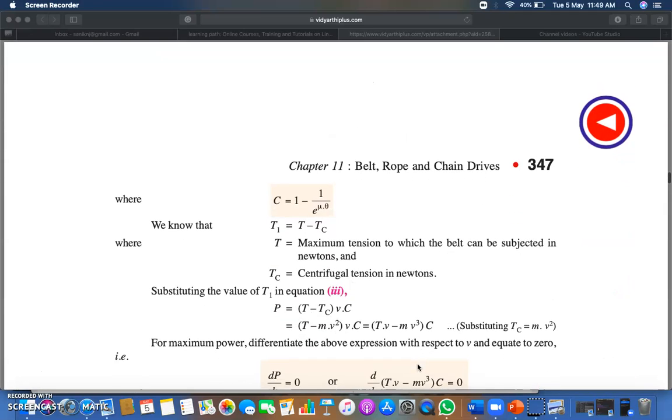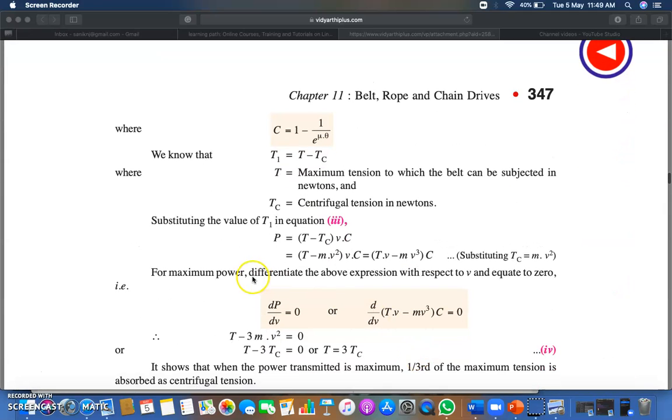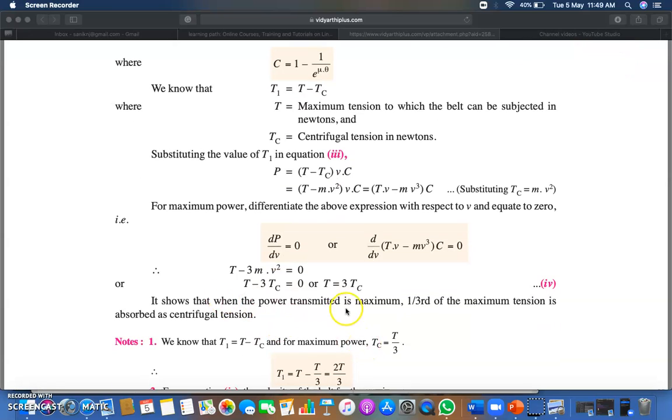Now if you differentiate this dP with respect to V, then you get that T is equal to 3Tc. It shows that when the power transmitted is maximum, 1/3 of the maximum tension is absorbed by the centrifugal tension, which means your whole tension T is equal to 3 times Tc. If this expression is satisfied, then you are going to transmit the maximum power.